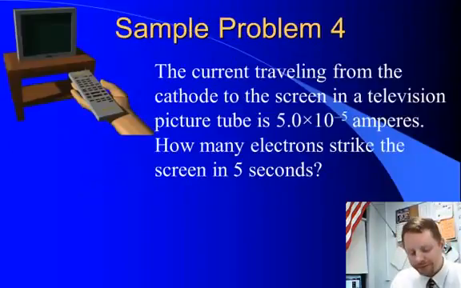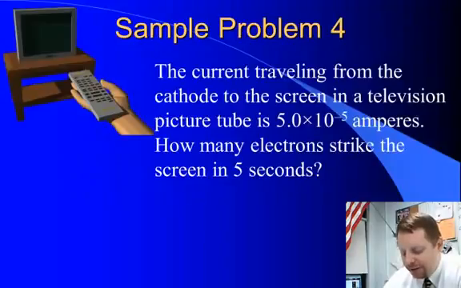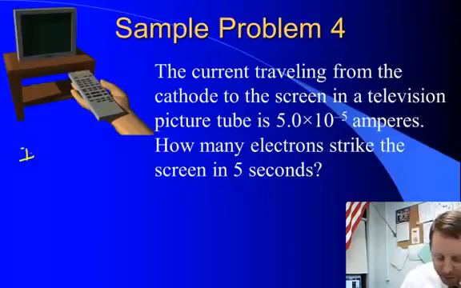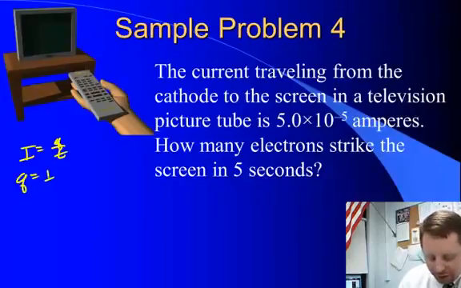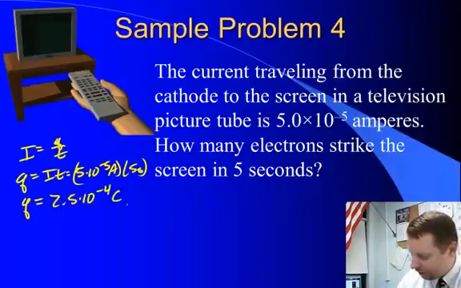And one more. The current traveling from the cathode to the screen in a television picture tube is 5 times 10 to the minus 5 amps. How many electrons strike the screen in 5 seconds? Well, again, we'll start with our definition of current, charge divided by time. We're looking for electrons, so we really need to know charge, which is current times time, or 5 times 10 to the minus 5 amps, times 5 seconds. So I get a charge of about 2.5 times 10 to the minus 4 coulombs.